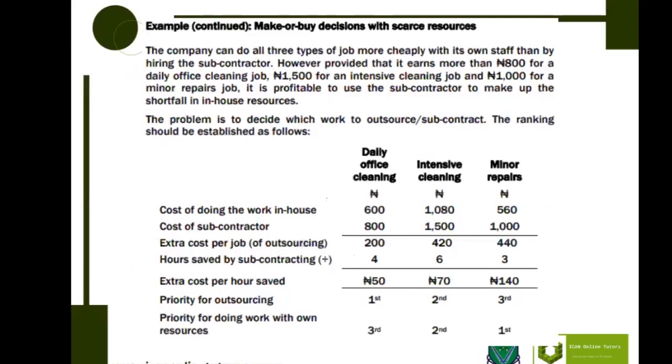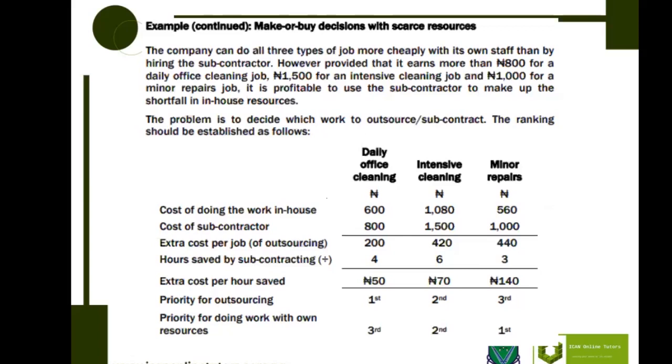The cost of doing the work in-house for daily office cleaning is 600. That's the variable cost. It is 1,080 for intensive cleaning. Minor repairs is 560. The cost of getting a subcontractor: it costs us 800 for office cleaning, 1.5 for intensive cleaning, and minor repairs will cost us 1,000. So the extra cost per job of getting a subcontractor will be 200, 420, and 440 respectively.